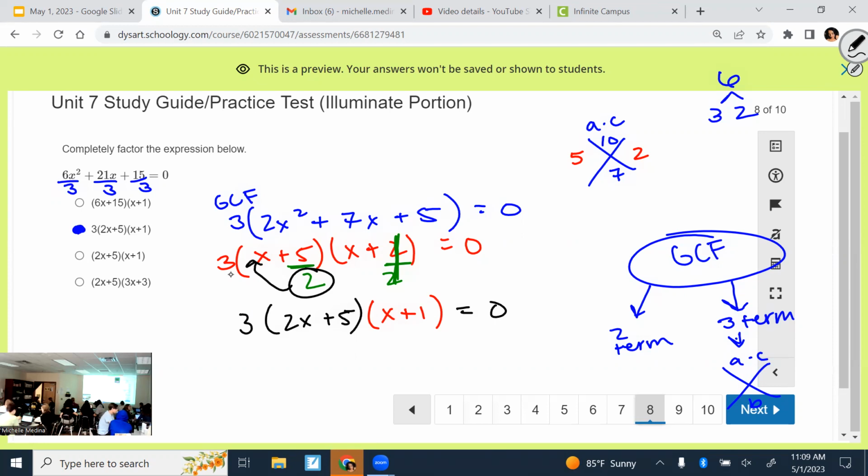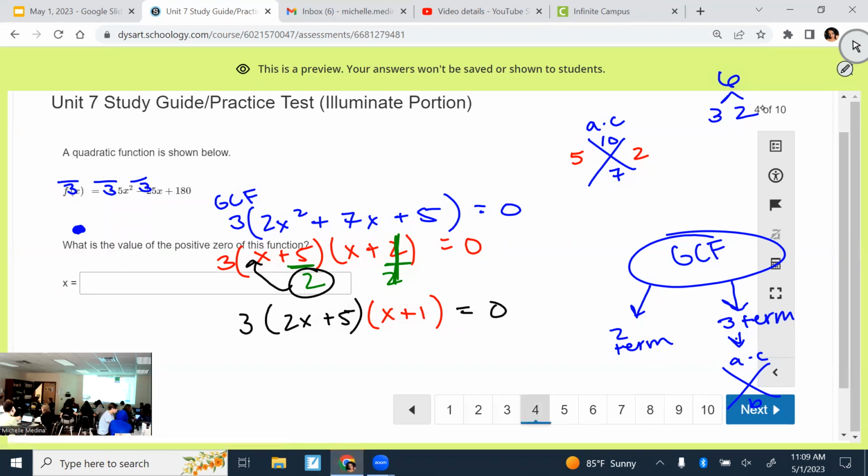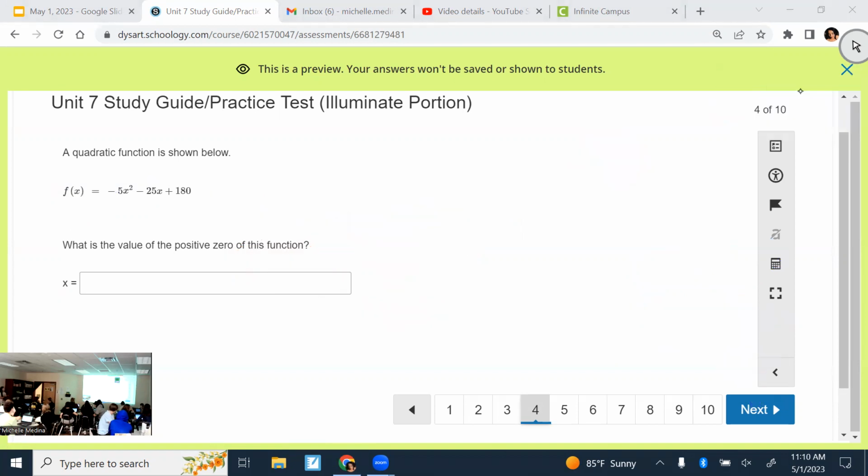Number 4. So quadratic function shown below. What's the value of the positive 0 of this function? This one doesn't specify that you have to use a certain method. So what method would you use? Okay, I think I heard someone say graphing. Anyone oppose? All right, I would agree.